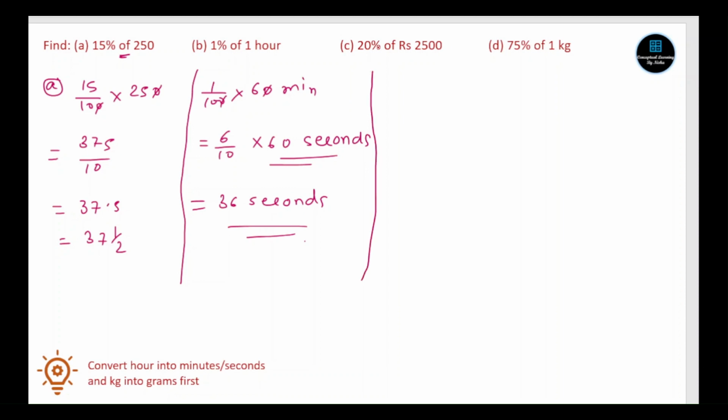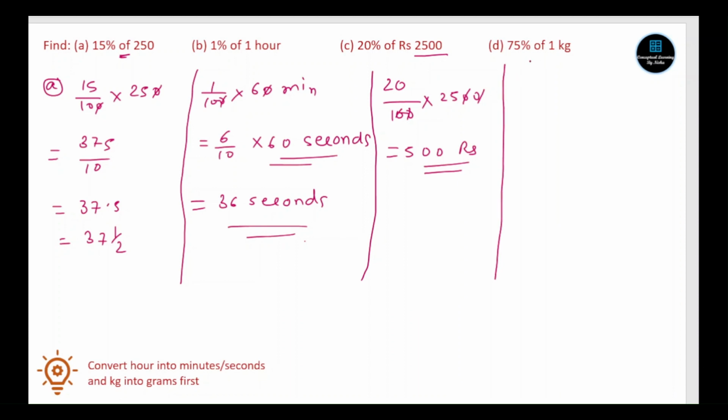Now the third one. 20% of 2500 rupees. So what do we do? 20 upon 100 into 2500. Can we cancel the zeros? Yes, I can. And by simplifying, what do we get? Very good, 500. And here you have to write units for each of them. So it is in terms of rupees. Perfect.